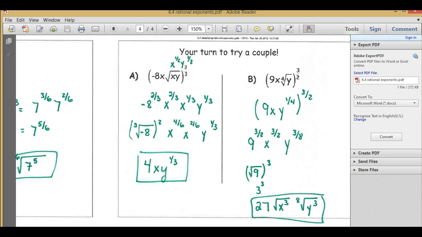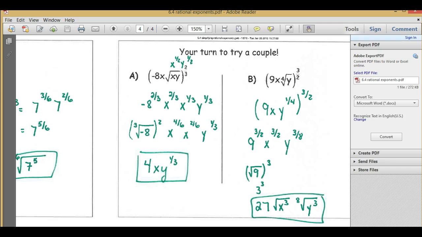Now the letters. X becomes x to the 3/2. Notice I changed the y to the 1/4, and then I distributed the 3/2. Well, 1 times 3 is 3, 4 times 2 is 8, so I'm going to get 8 there. So I'm going to get x to the 3/2, y to the 3/8. If you left it as 27x to the 3/2, y to the 3/8, that's perfect.